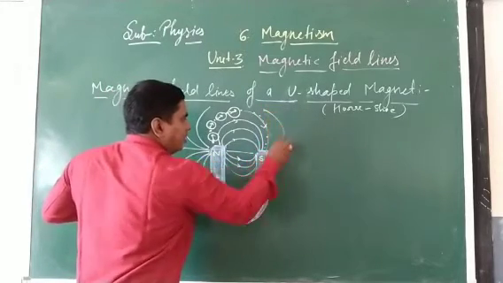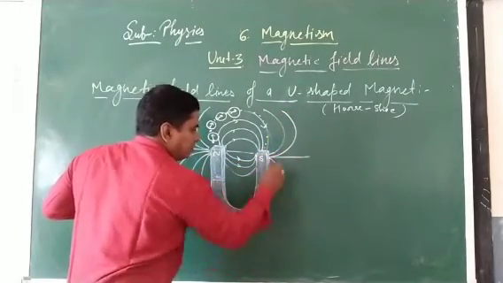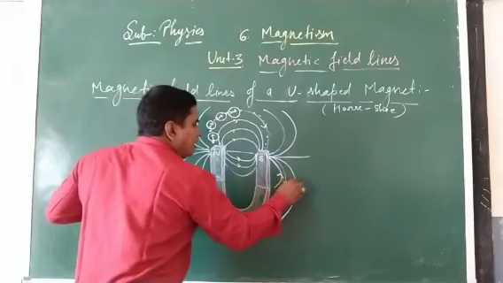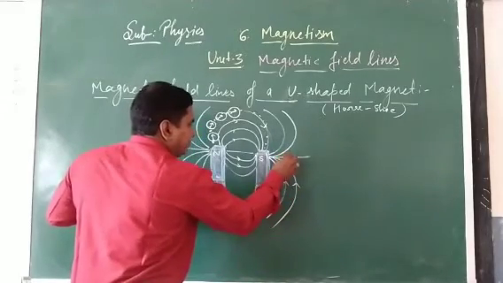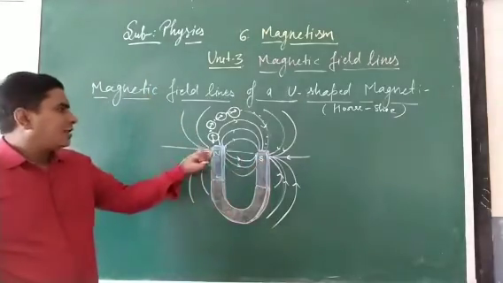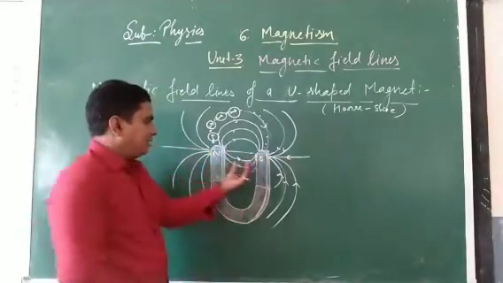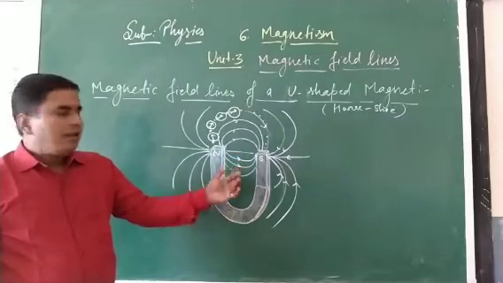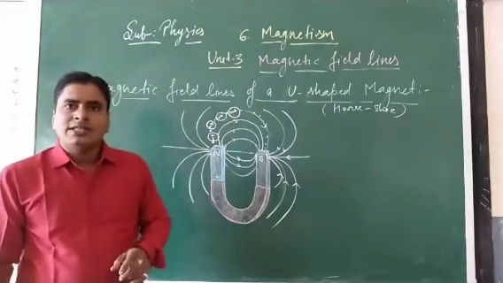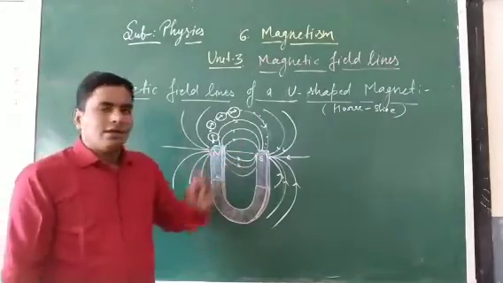Same here, you will observe in this way the vertical lines. Okay, students. Again, you will observe that the lines are dense near the poles, near the ends, because the strength is maximum there, and also between the two arms of the magnet. So here the lines are very dense, so the strength is maximum, very strong, near the poles or near the ends of the magnet, the north and south pole.